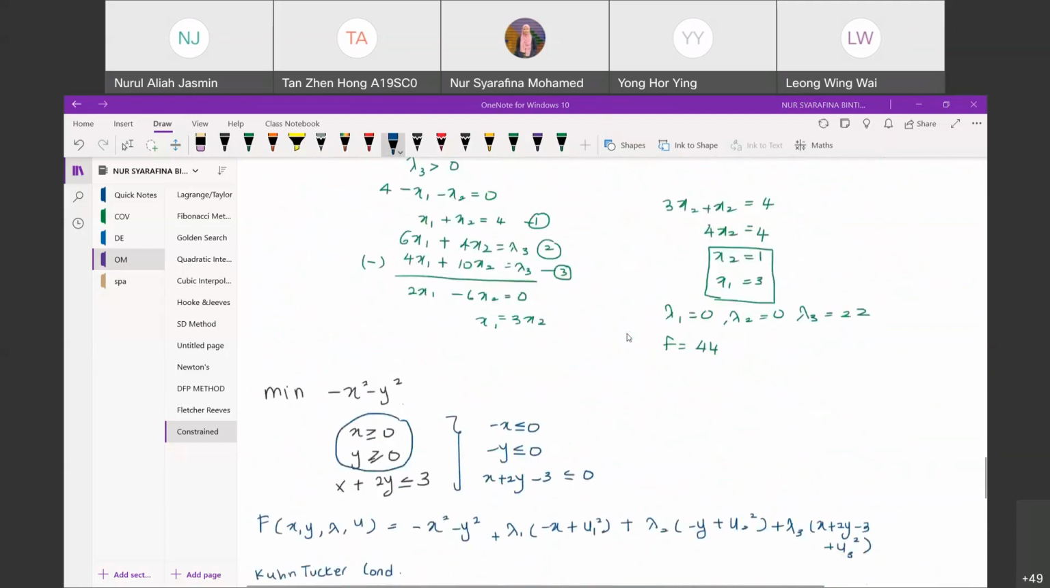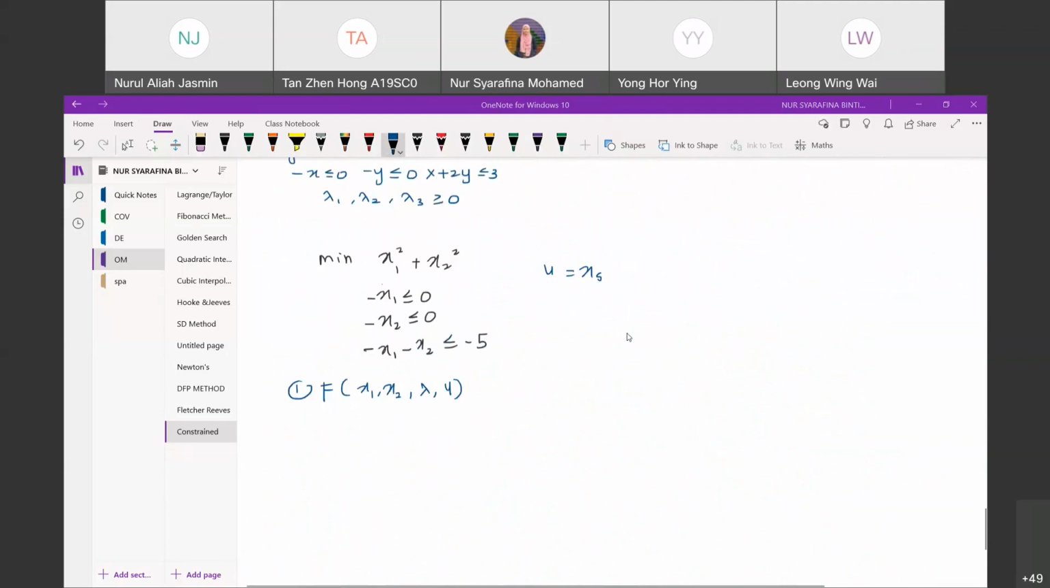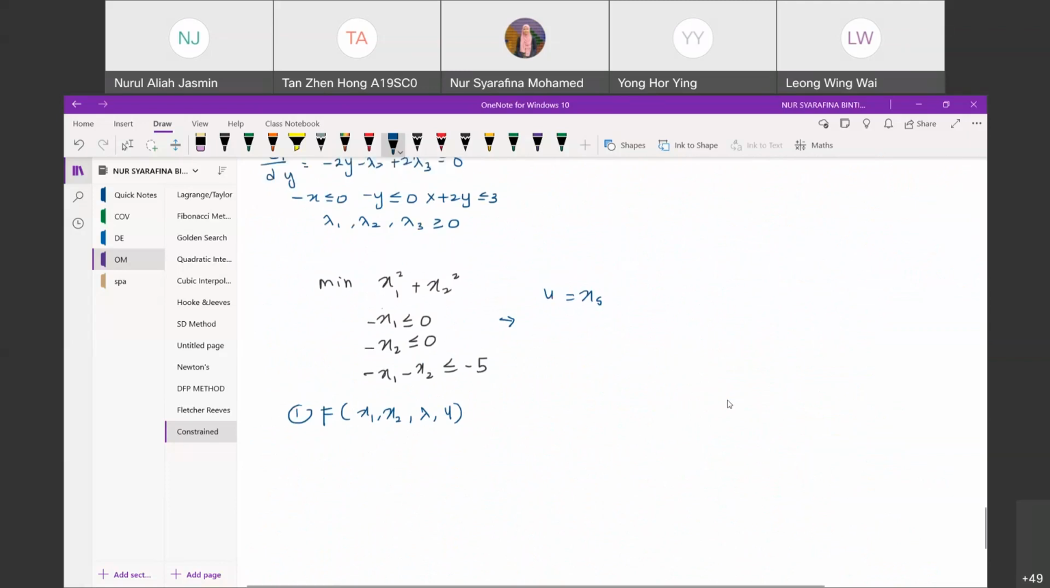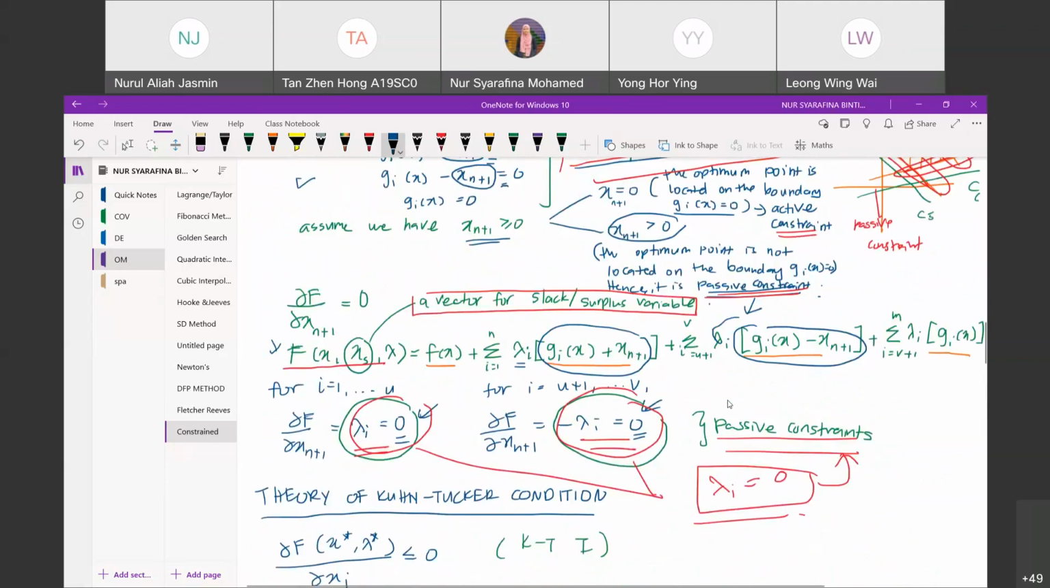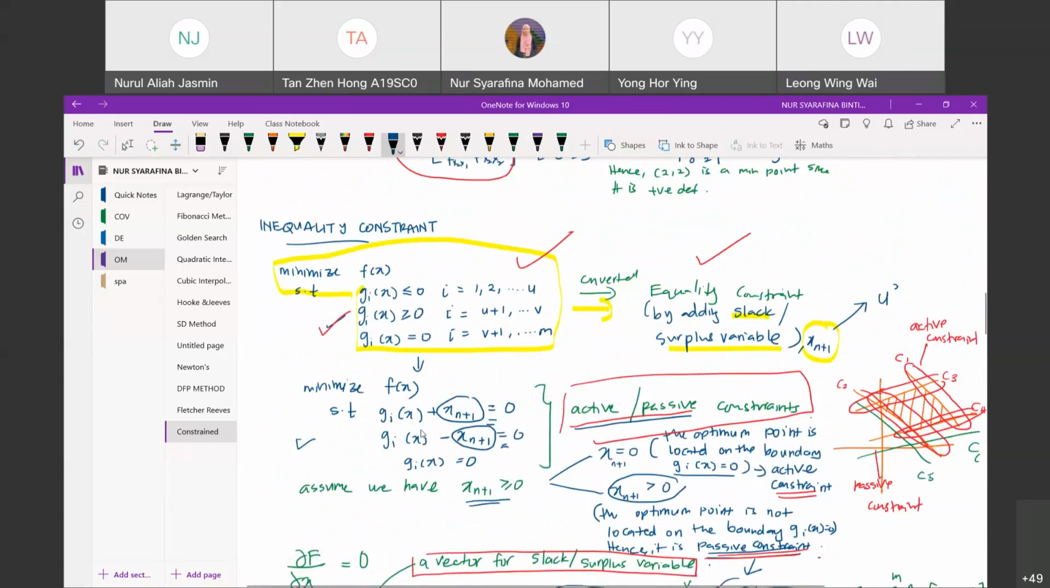So now this can be written as what? This is less than. Less than should add or subtract slack or surplus. Less than, so less than should be plus, right? Plus the slack. Okay, here.